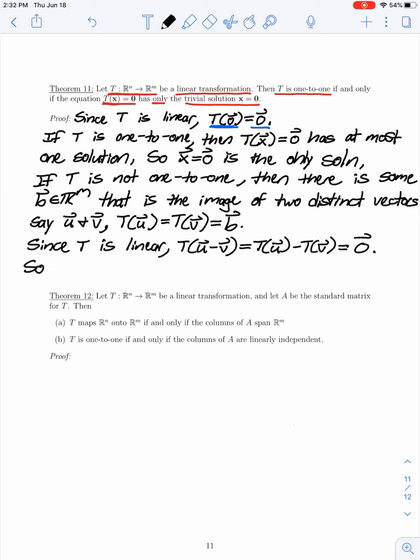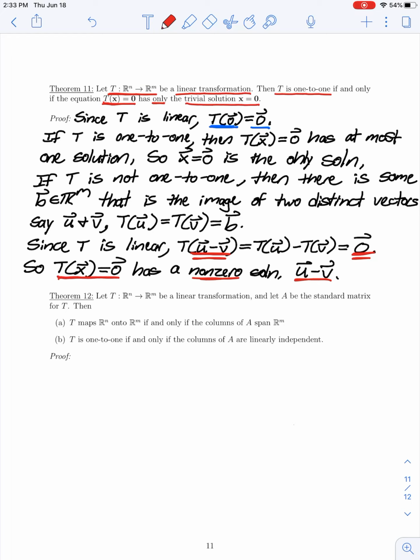So we have now shown that the equation T of x equals 0 has a non-zero solution of u minus v. Since u and v were distinct vectors, their difference, u minus v, is a non-zero vector, and T of that vector was equal to the zero vector.